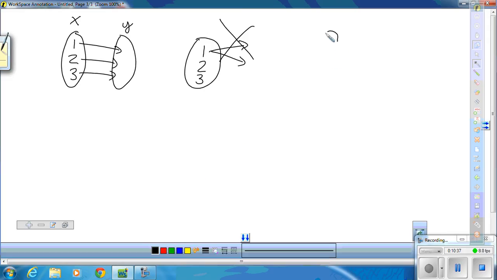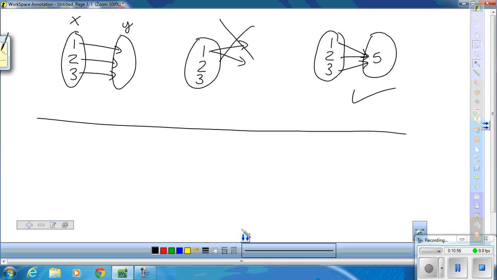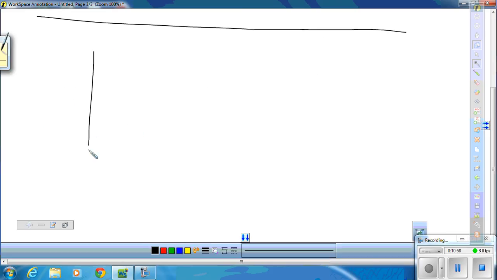Again, we can have outputs that are repeated as much as possible. This would still be a function. That one's a function because each one of these inputs only has one output. That's what makes it a function. On a graph, the visual representation of that consistency is often called the vertical line test.